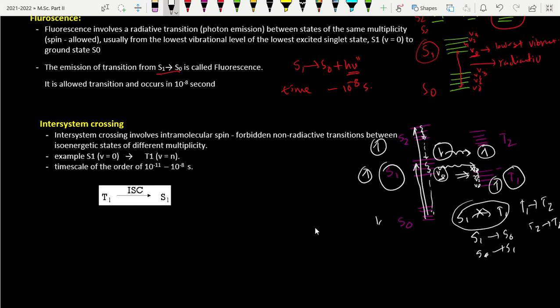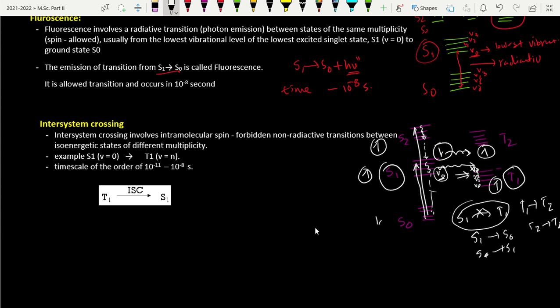So why does this occur? This is exactly opposite to the selection rule. But due to the equivalent vibrational energy of the singlet state and triplet state, intersystem crossing of the electron is possible with spin inversion, right? The spin inversion is there. So this is known as intersystem crossing. Intersystem crossing involves an intramolecular, spin forbidden, non-radiative transition between the isoenergetic states of different multiplicity.